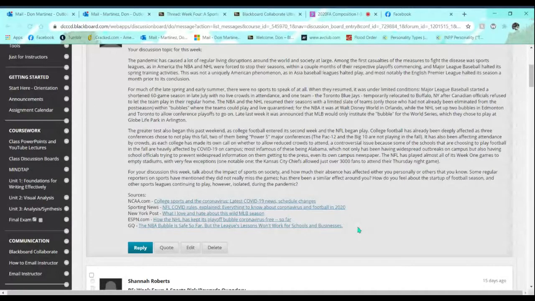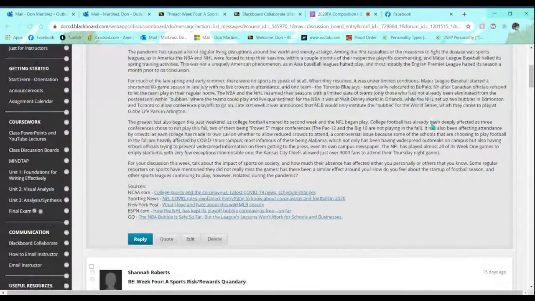Then we have GQ. The NBA bubble is safe so far, but the league's lessons won't work for schools and businesses. One note about the NBA, they too have not had a COVID outbreak since they went into their bubble, and that's even considering that they are in the middle of one of the hottest hotspots in the country, that being Orlando.